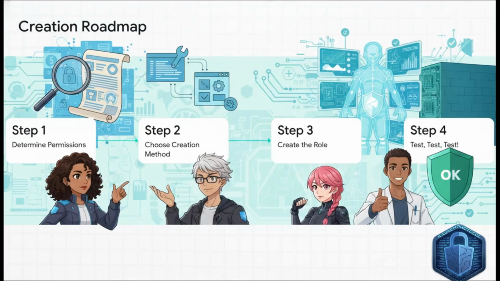Here it is, our roadmap to success. First, we figure out the exact permissions we need. Second, we pick our favorite tool to build it. Third, we actually create the role. And fourth, and this is the one you can absolutely never skip, we test it, and then test it again.